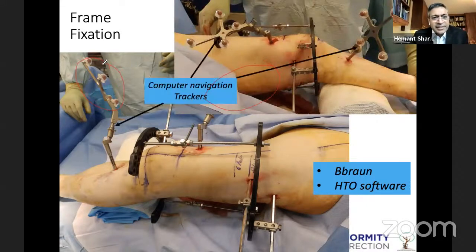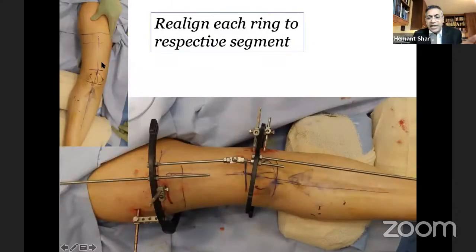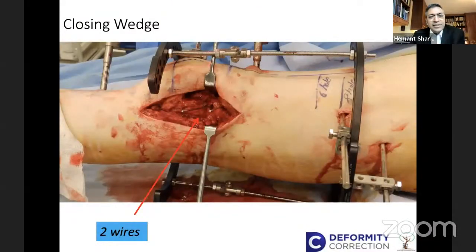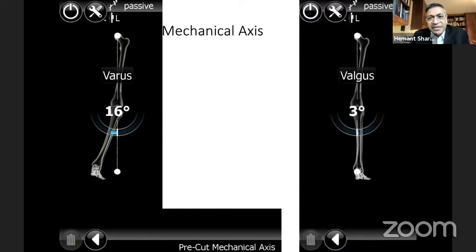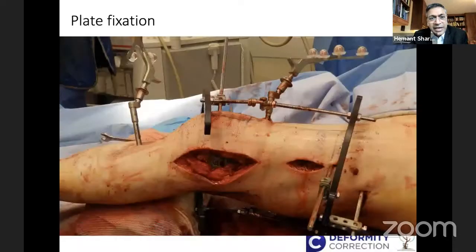Once you've done all that, you align, which I've shown you, and then this was a closing wedge osteotomy. You put two wires, and this is the picture you get. In this case, there was 16 degrees of varus when I started, and when I finished, I ended up with 3 degrees of valgus. These are the pictures on table with the navigation, and this is navigation for the total knee.